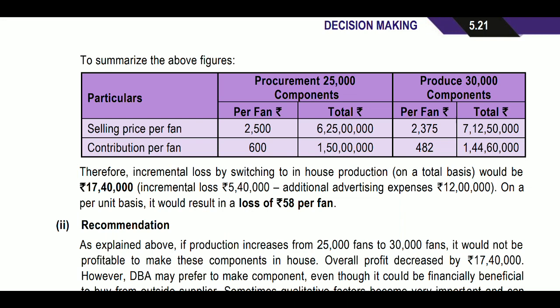So there is an incremental loss by switching to in-house production, which would be 17,40,000. The incremental loss will be 5,40,000 plus additional annual advertising expenses of 12 lakhs. So on a per unit basis, it would be a loss of 58 rupees per fan. If you see the overall figure, then we will get the loss.